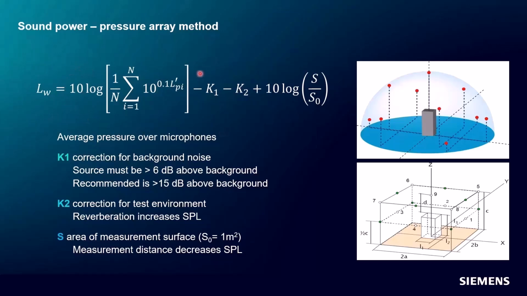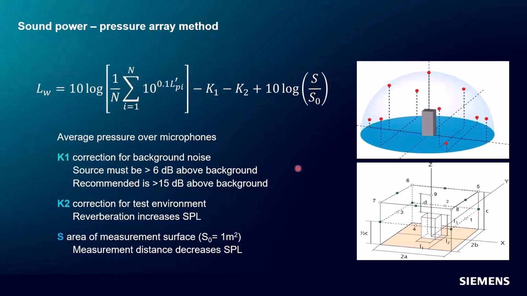This term here represents the average sound pressure level. Now, as you could imagine, in a hard-walled cell where there can be reflections from the walls, the sound pressure level that you measure will be higher than what you would measure in an ideal acoustic environment like an anechoic chamber. Reflections from the walls and the background noise, you correct for those using these K1 and K2 correction factors, and then you take the surface area of this hemisphere or this parallelepiped into account, and then compute the sound power based on that.